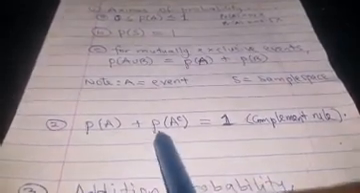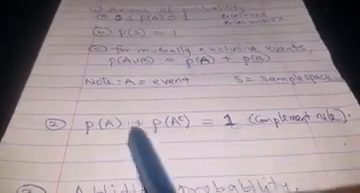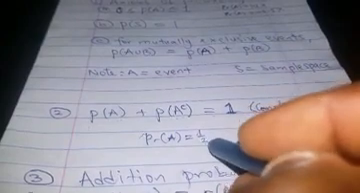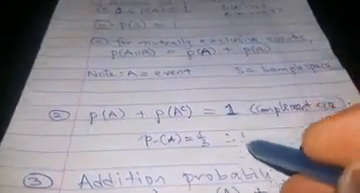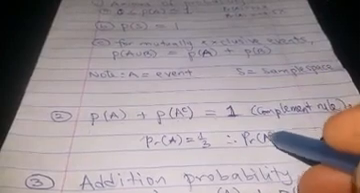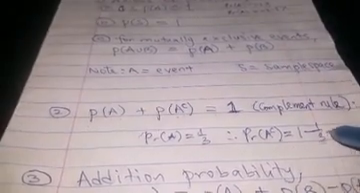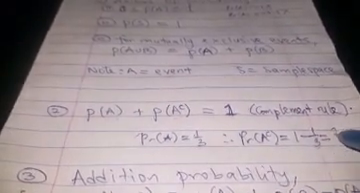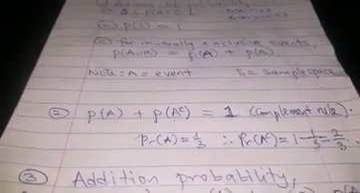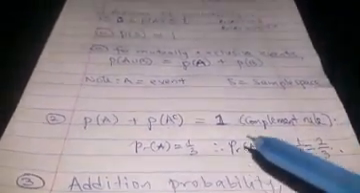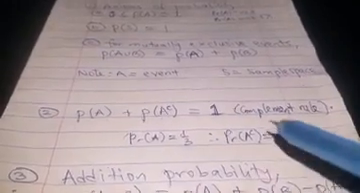P(A) means the probability that an event occurs. P(A complement) means the probability that the event did not occur, and it must be equal to 1 when you sum those two. For example, if the probability that an event occurs is equal to 1/3, then the probability that the event did not occur, P(A complement), will be 1 minus 1/3. And 1 minus 1/3, if you find the LCM or you use a calculator, will give us 2/3. So that's the second rule of probability called the complement rule.